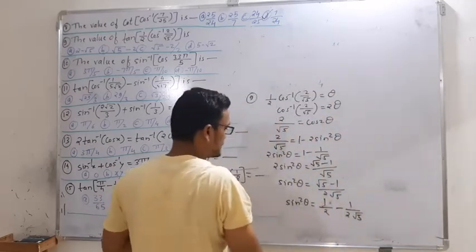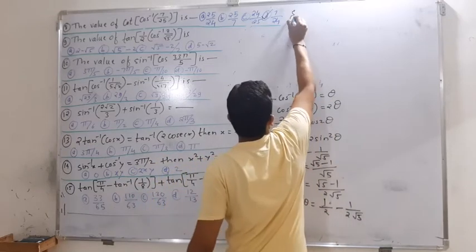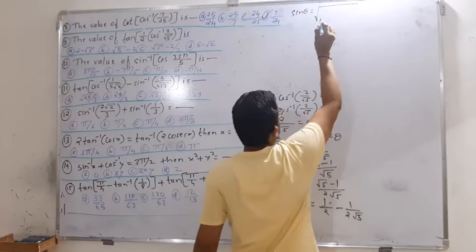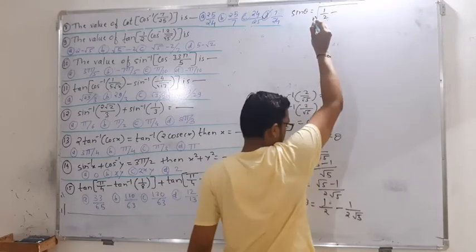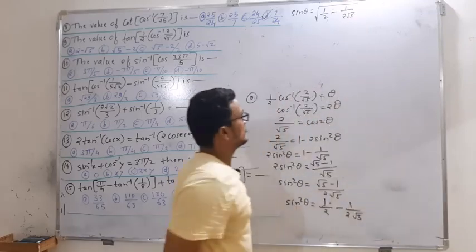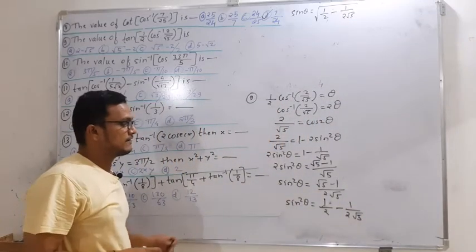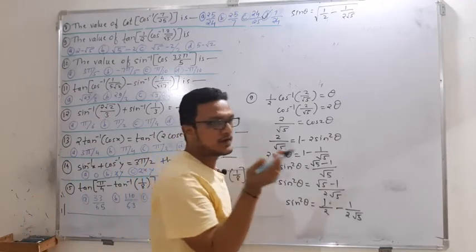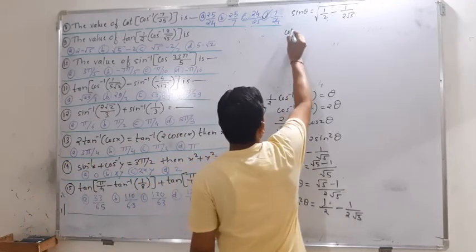Yes, so for sin theta you will get what? Sin theta is equal to the root of 1 by 2 minus 1 upon 2 root 5. Okay, here we got sin theta. If you know sin, we can find cos theta using the first trigonometric identity.